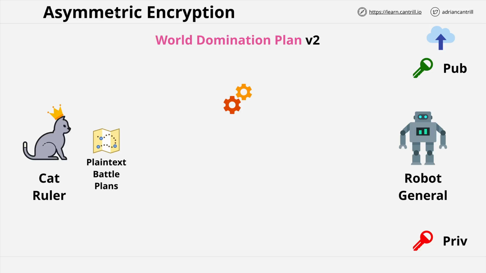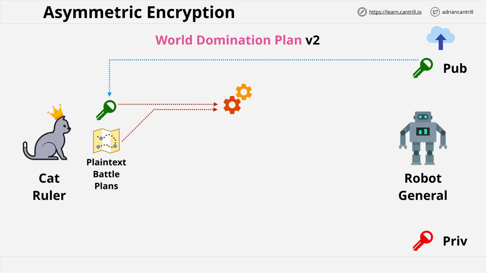So with asymmetric encryption, there's no requirement to exchange keys in advance. As long as the robot general uploaded his public key to somewhere that was accessible to the world, then the first step would be for the cat ruler to download the robot general's public key. Remember, this isn't sensitive. Anyone can use it to encrypt data for the robot general, and that's it. That's the only thing that the public key can do in this scenario. So using the general's public key and the plaintext battle plans, the asymmetric algorithm would generate some ciphertext.